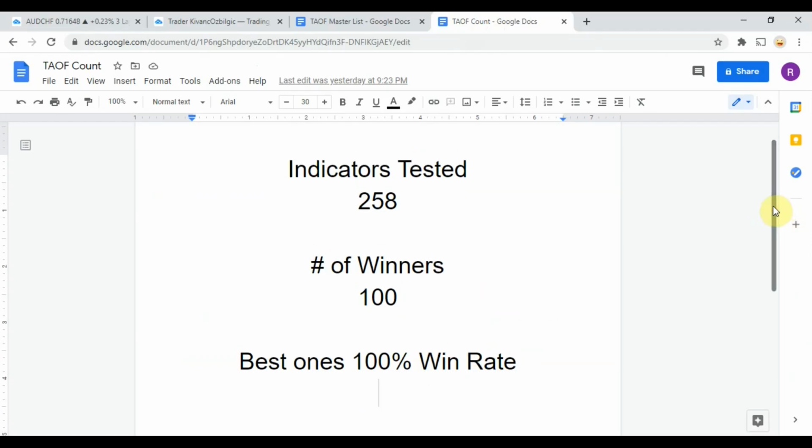So to date, we have tested 258 indicators. And out of those 258 indicators, 100 of them have been winners, which means that they have met or exceeded the 60% win-loss ratio threshold that we have set for them. The best ones so far were able to achieve a 100% win rate.